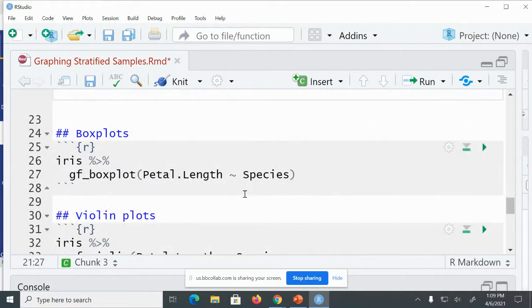All right. For box plots, we are going to put something before and after the squiggle in the function gf_boxplot. So the thing before the squiggle is going to be the quantitative variable that we want to graph. And the thing after the squiggle is going to be the grouping variable.